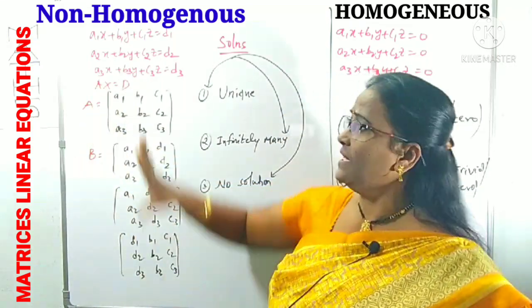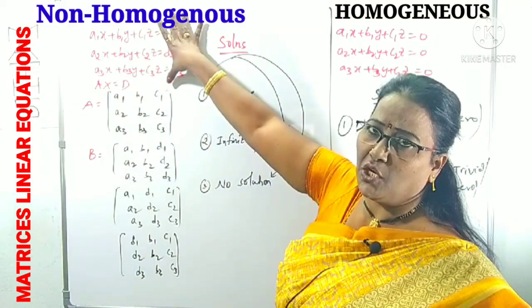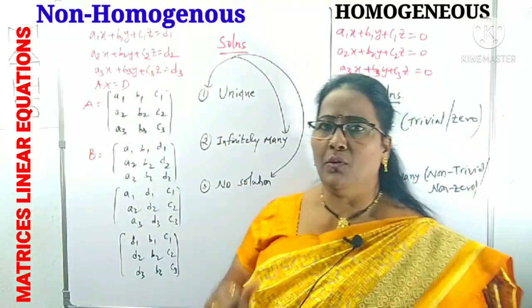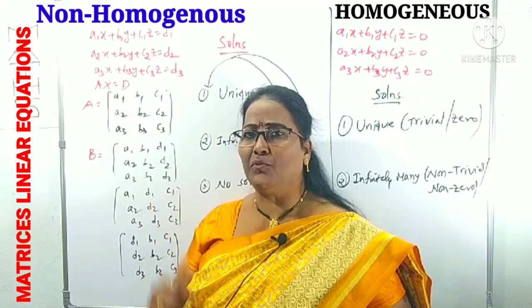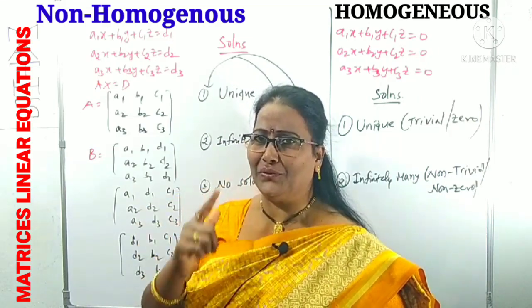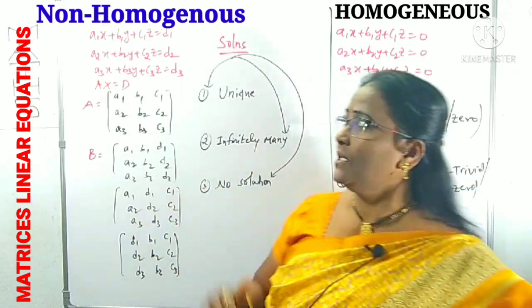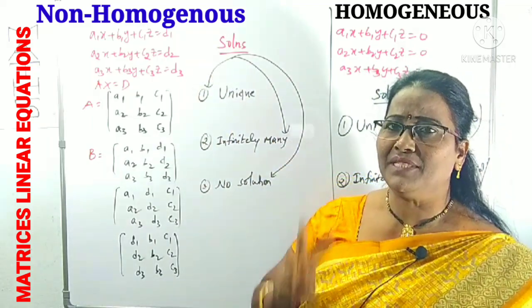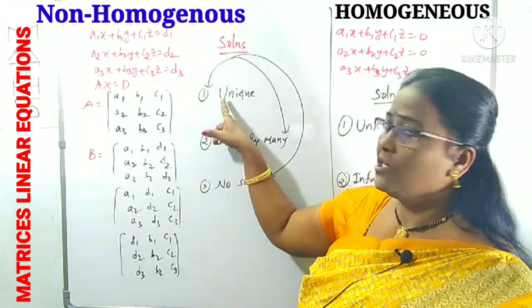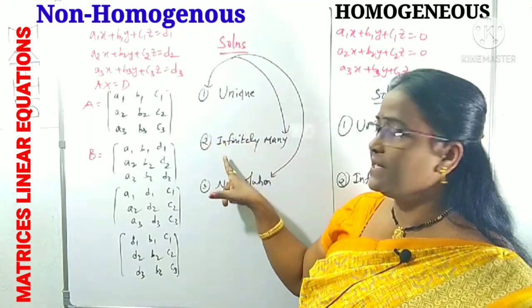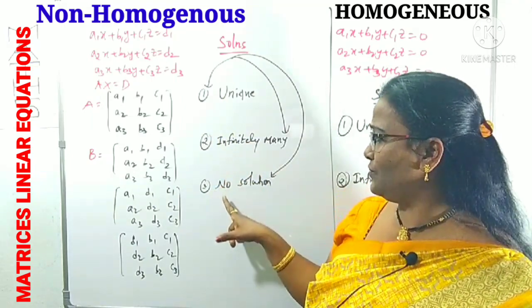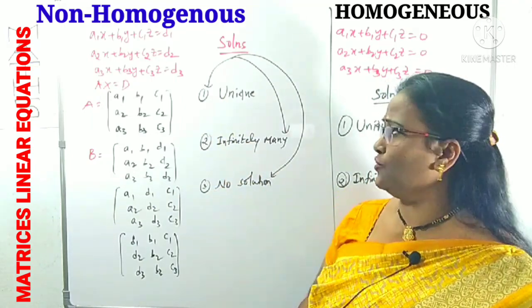How to know first of all? This is called which system? Non-homogeneous system. Now, what are the types of solutions? You have to know what a non-homogeneous system contains. Those are the solutions of a non-homogeneous system. There are 3 types of solutions. One is a unique solution. The second is infinitely many solutions. The third is no solution.